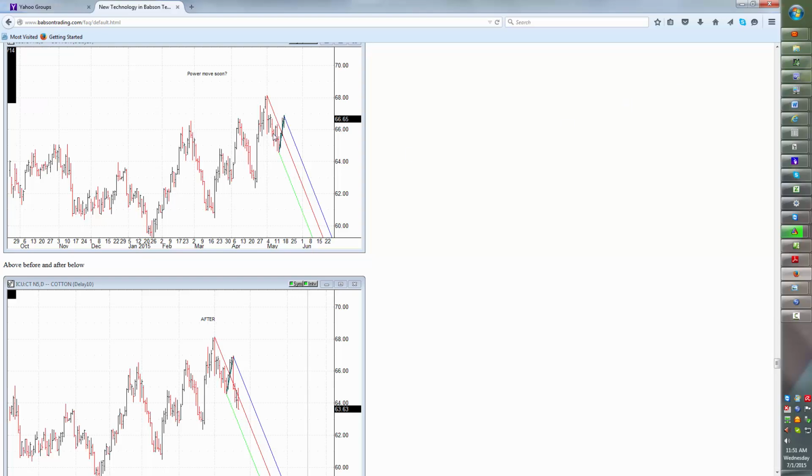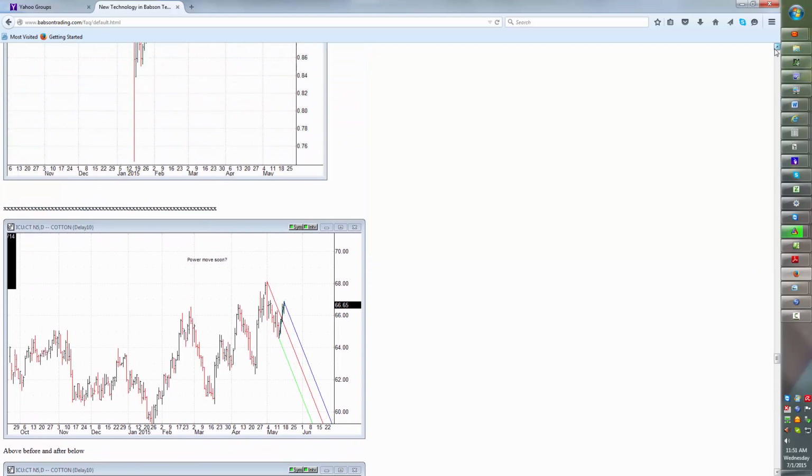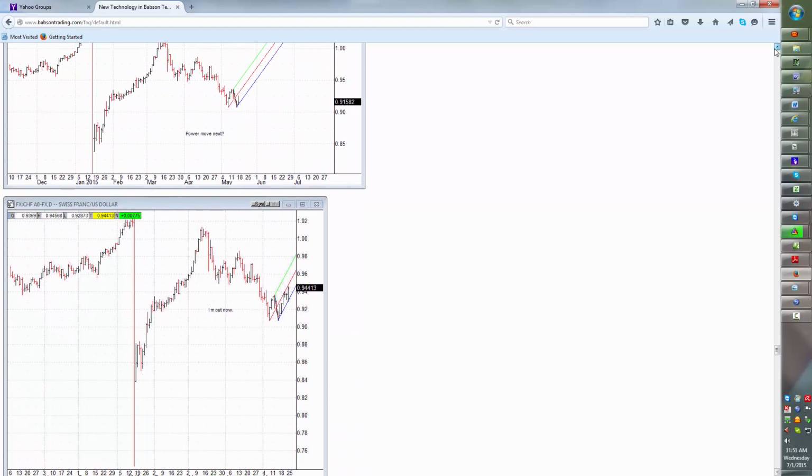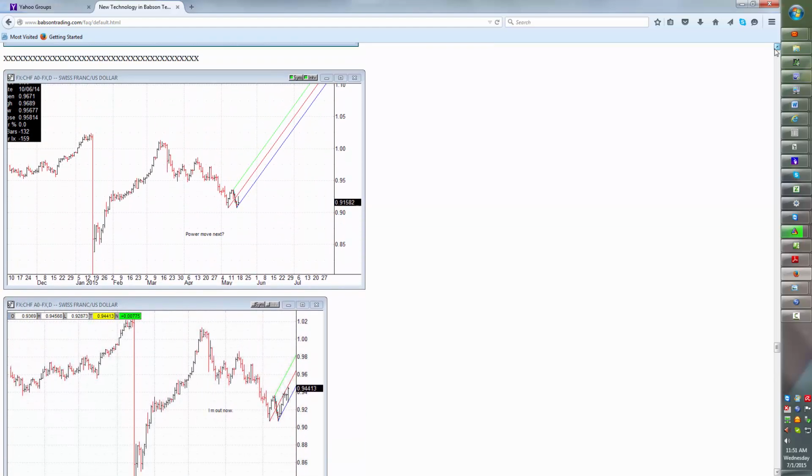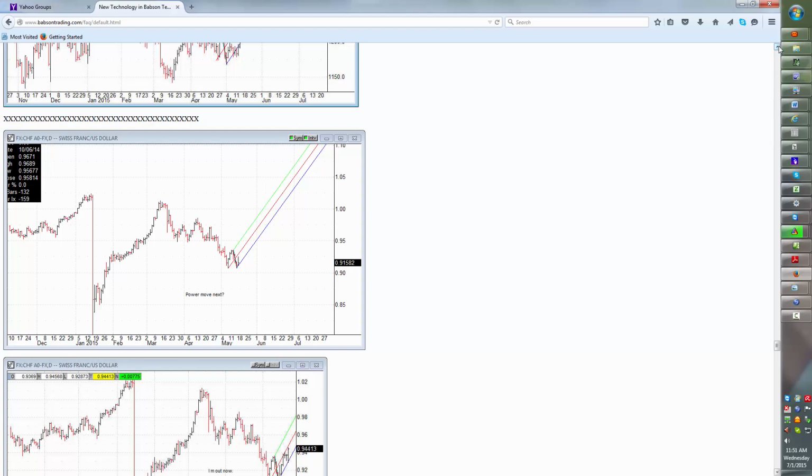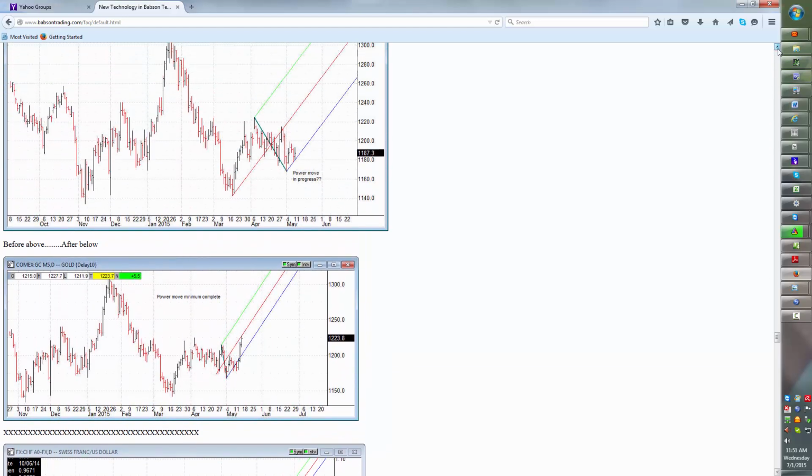See, we have another example. We started over here, and we were looking for prices to go down nicely, which they did in the cotton. And what we're going to do is explain these kinds of things. What's the logic behind this? And you're going to see that it's what I teach in the course.